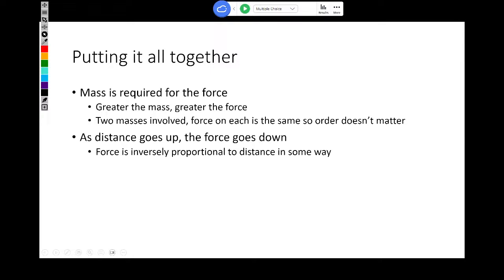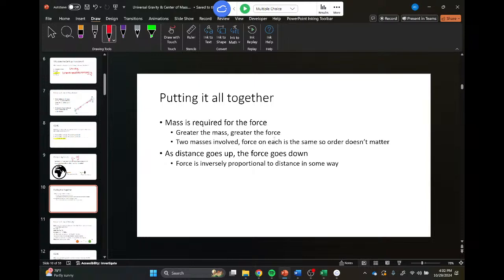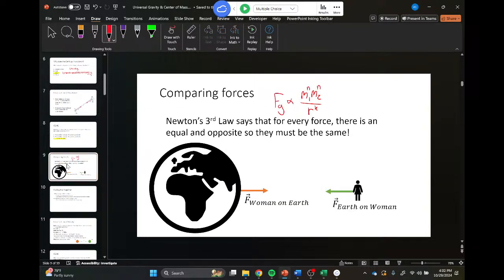So, mass is required for the force. Greater the mass, greater the force. Two masses involved. Force on each is the same, so it doesn't matter. Look at that. So it's all the things we said. Oh, don't want to spoil it. Okay. So, how did Isaac Newton determine this equation that I'm about to show you? About to spoil it all. How did he figure this out?